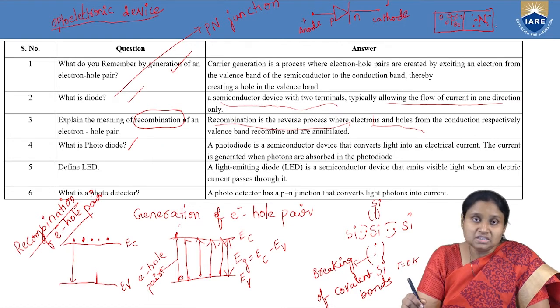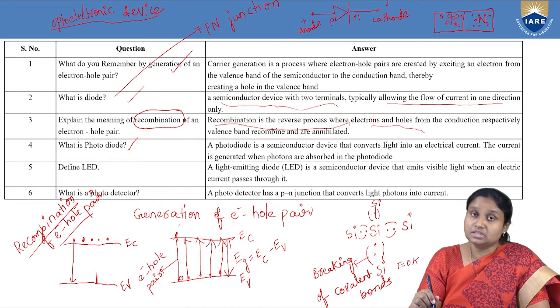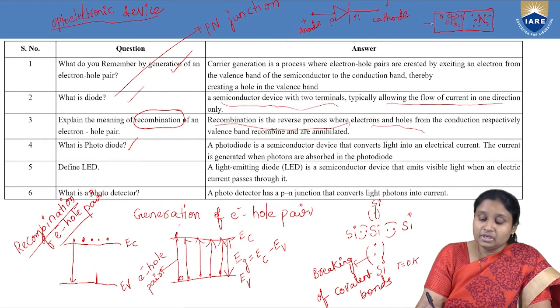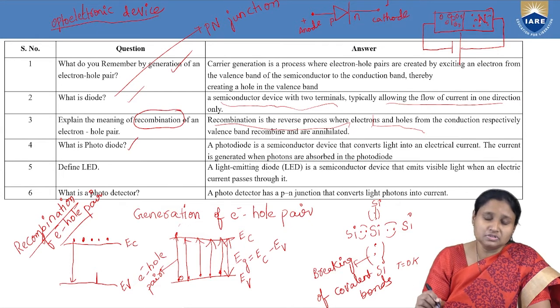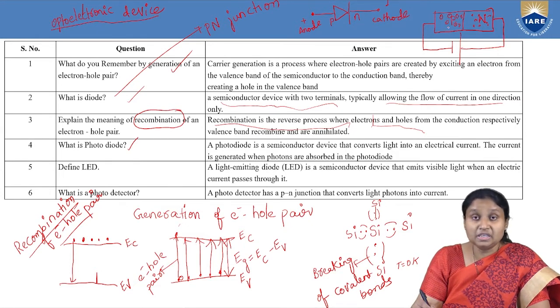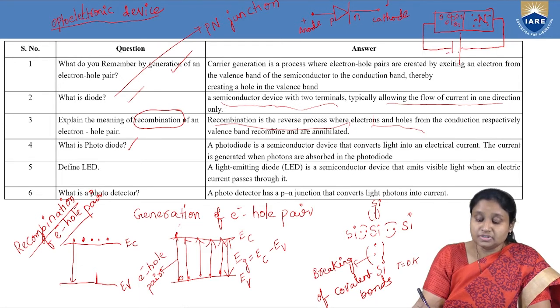The same p-n junction, or the same diode, made up of either silicon or germanium, and here I am reverse biasing it. Reverse biasing means the p-type of the p-n junction is connected to the negative terminal of the battery, whereas the n-type of the p-n junction is connected to the positive terminal of the battery. So p-type is connected to the negative terminal, and n-type is connected to the positive terminal.